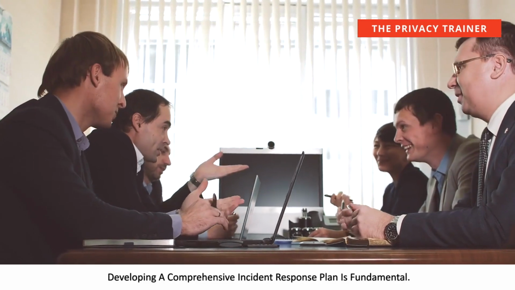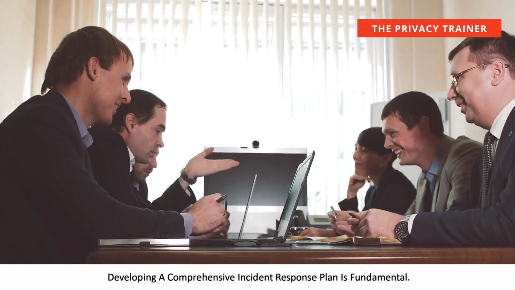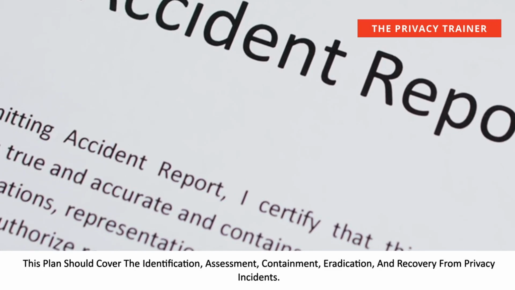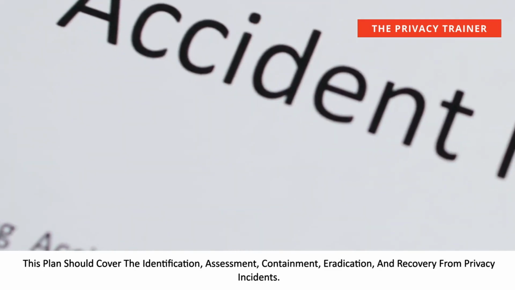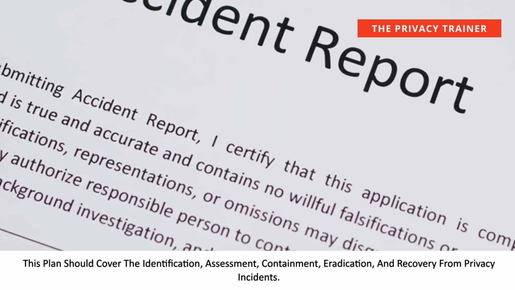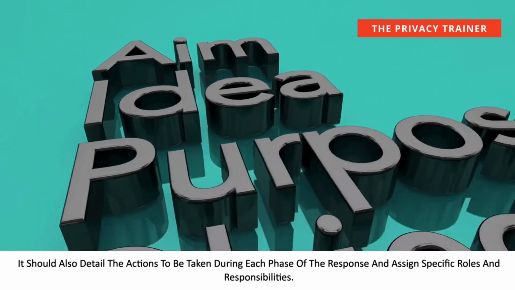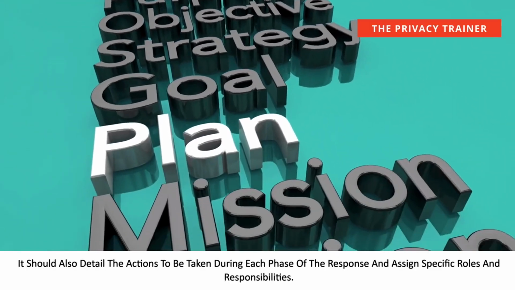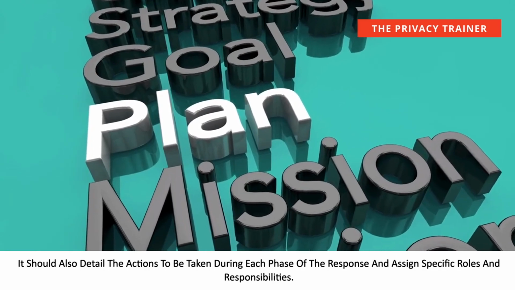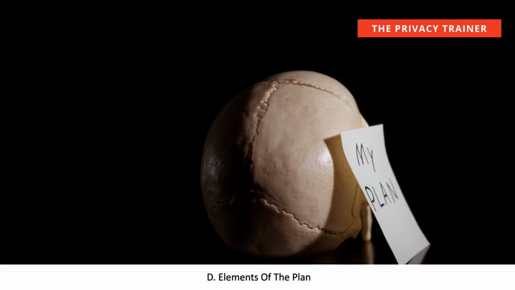Privacy incident response plan. Developing a comprehensive incident response plan is fundamental. This plan should cover the identification, assessment, containment, eradication, and recovery from privacy incidents. It should also detail the actions to be taken during each phase of the response and assign specific roles and responsibilities.